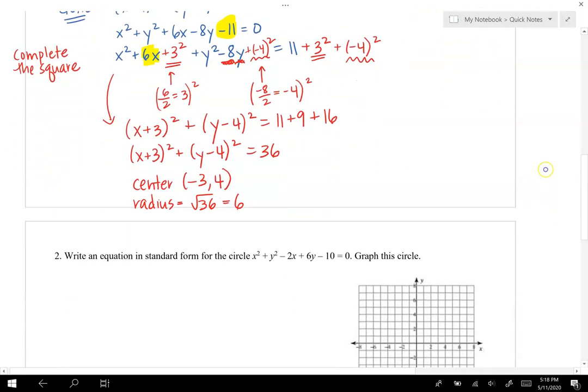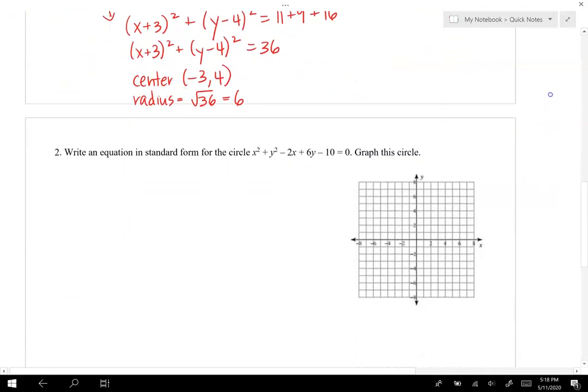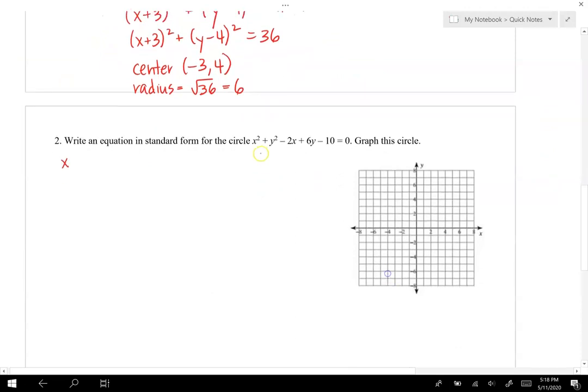All right. We're going to write the equation in standard form and then graph it for this equation. So I'm actually going to take this and write it so my x terms are together. Oops, but that's a -2. And I'm going to leave a space there. y squared plus 6y, and I have a -10 here, so I'm going to add 10 to get it to the other side.